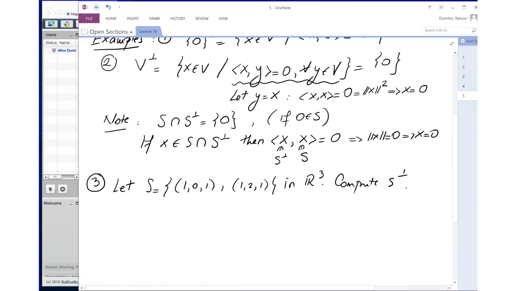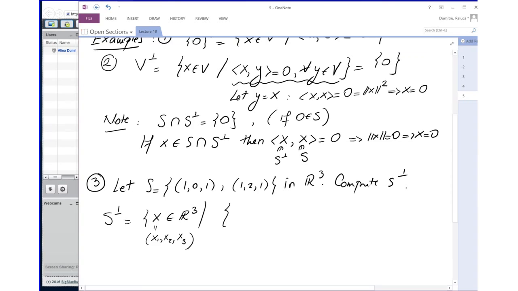So S is a set of vectors in R3, like those two vectors there. How would you find the orthogonal complement of S? Well, go back to the definition. I need all those vectors in R3 such that the inner product between X and anything in S is 0, right? X is, let's say, X1, X2, X3. So the inner product between X and that first vector, 1, 0, 1, has to be 0.